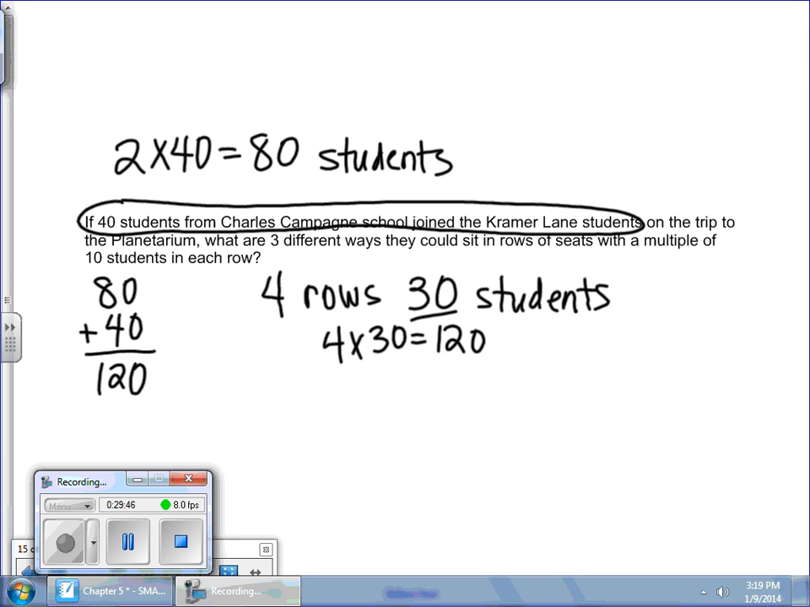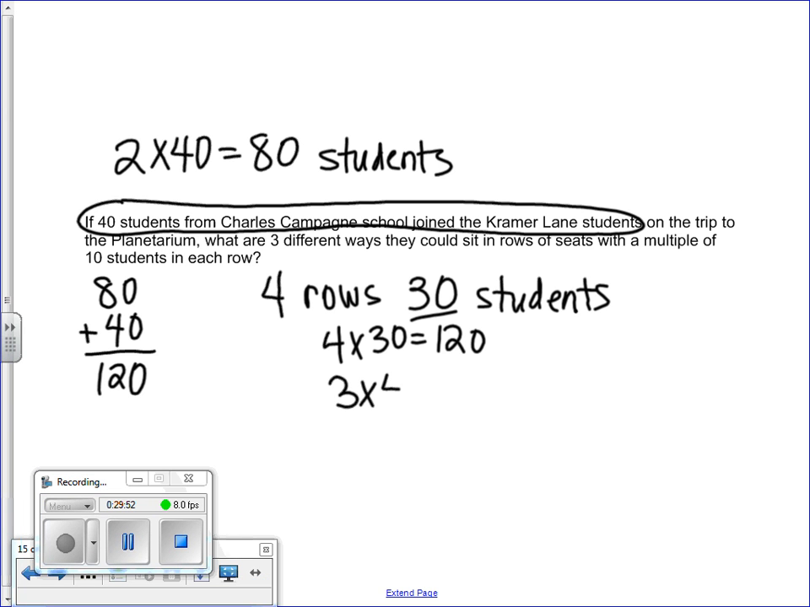As I'm walking around and I'm looking at your math boards, I'm seeing a lot of this. So this would be 3 rows of 40 students. That's good. You have to come up with another way. So think of another pair of factors that one of them is a multiple of 10, that when you multiply them, the product is 120.